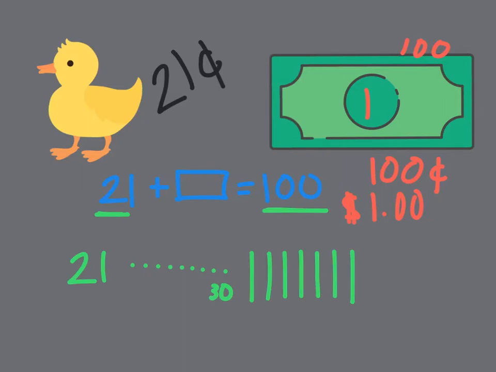Now I count. 10, 20, 30, 40, 50, 60, 70, 71, 72, 73, 74, 75, 76, 77, 78, 79. 79 cents is what I should be getting back from the cashier if I bought this rubber ducky for 21 cents and I paid with $1.